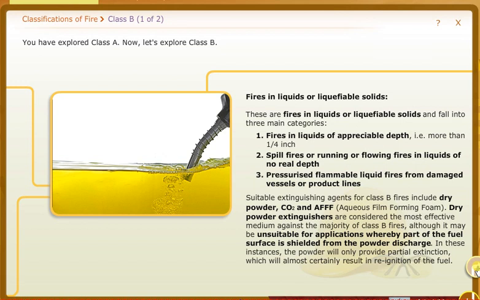Suitable extinguishing agents for Class B fires include dry powder, CO2, and AFFF or aqueous film-forming foam. Dry powder extinguishers are considered the most effective medium against the majority of Class B fires, although it may be unsuitable for applications whereby part of the fuel surface is shielded from the powder discharge. In these instances, the powder will only provide partial extinction, which will almost certainly result in reignition of the fuel.